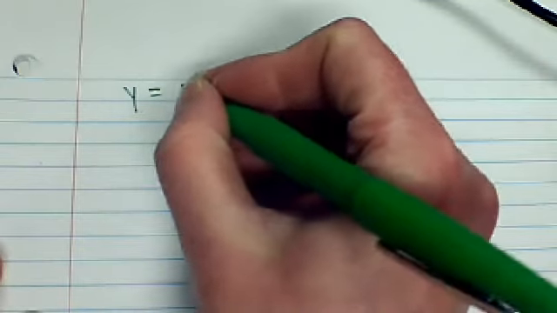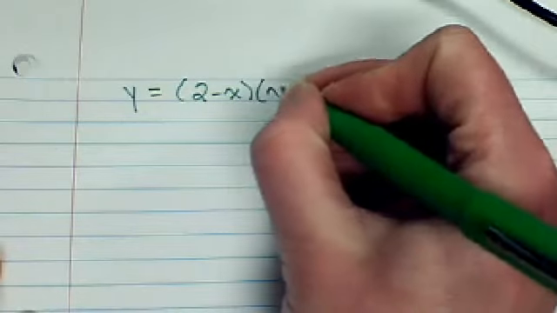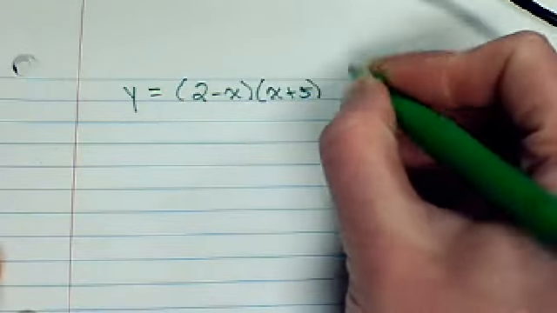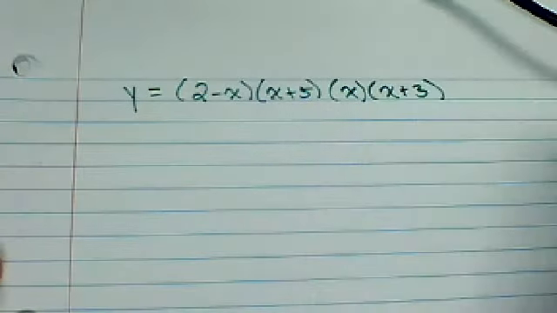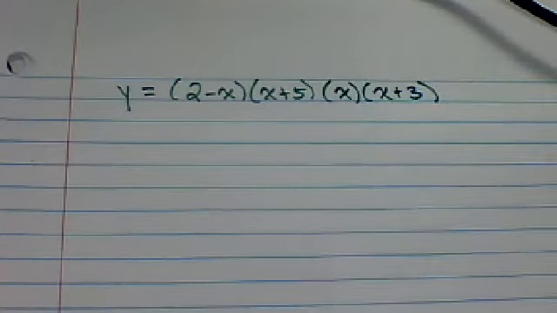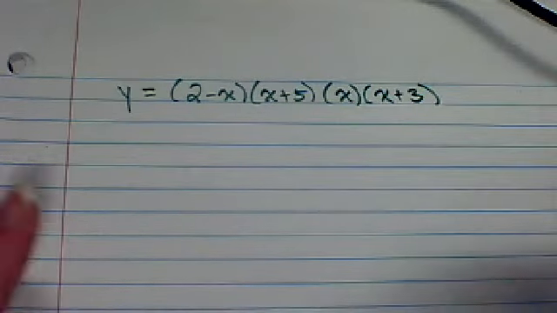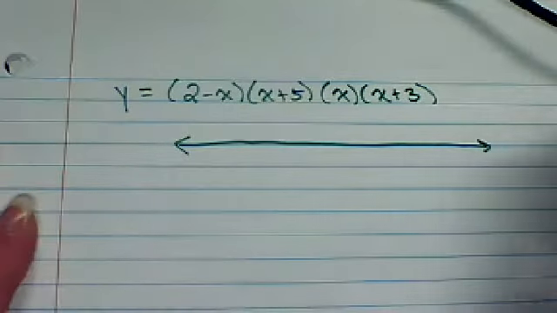Let's look at a number line model for a particular graph. Let's take y equals, or f of x equals, whatever you want to say, (2 minus x)(x plus 5)(x plus 3). Now we're going to make a number line model, and then we're going to talk about a couple of other things about this graph. So, for our number line model, we need to know our x-intercepts.